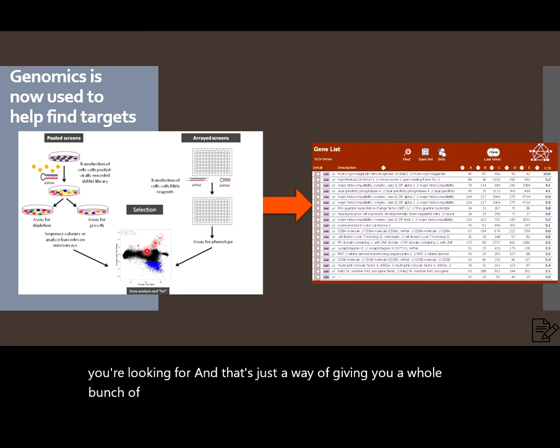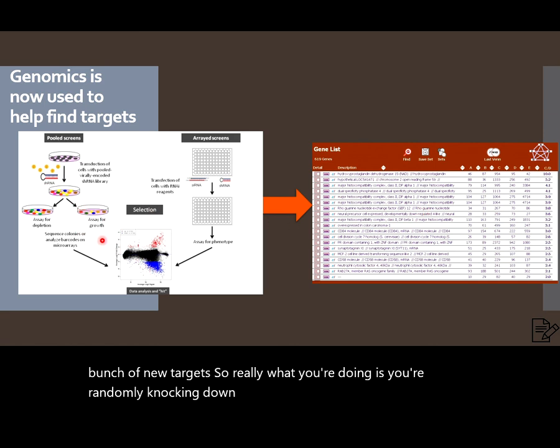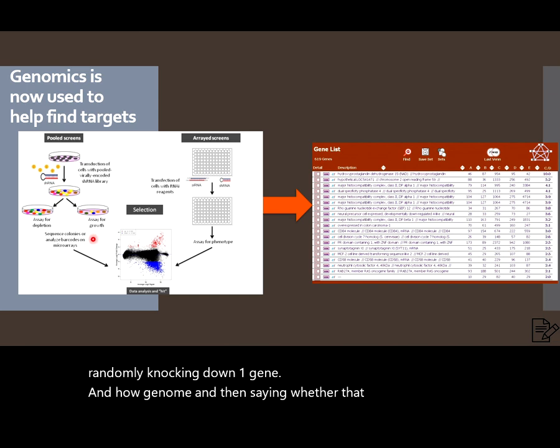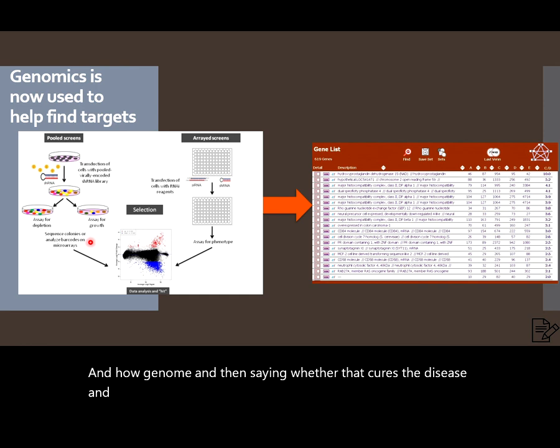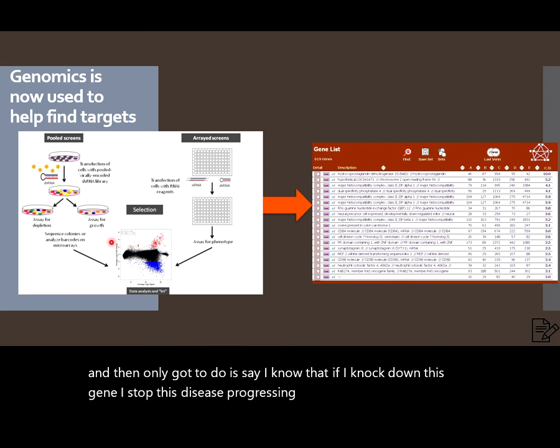So really what you're doing is you're randomly knocking down one gene in the whole genome and then seeing whether that cures the disease. And then all you've got to do is say, well, I know that if I knock down this gene, I stop this disease progressing, maybe this would make a good target.